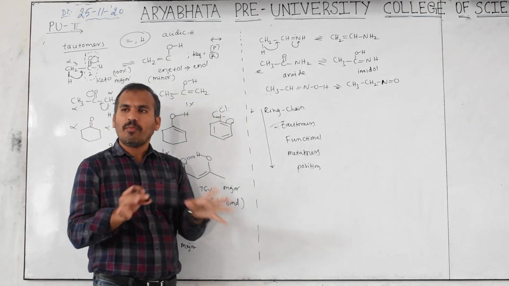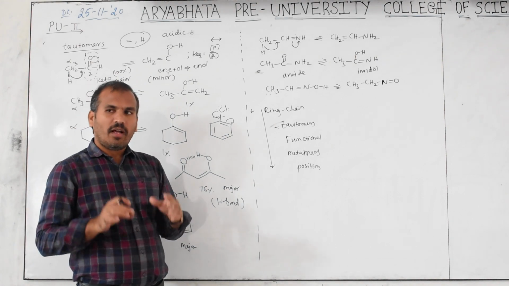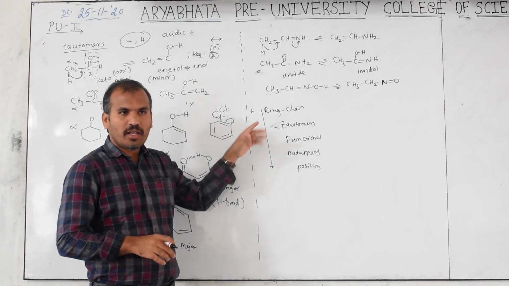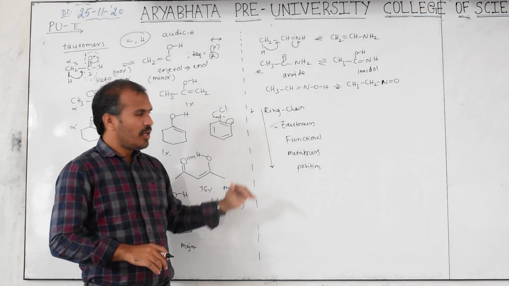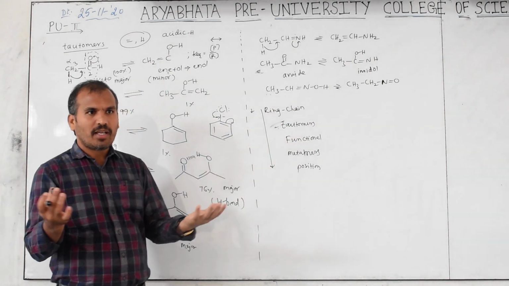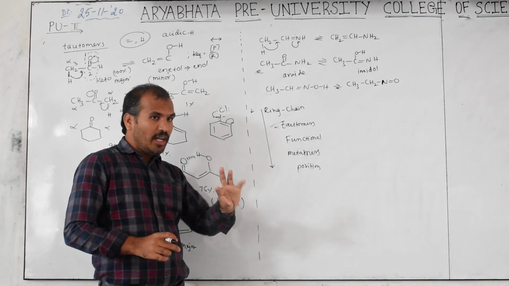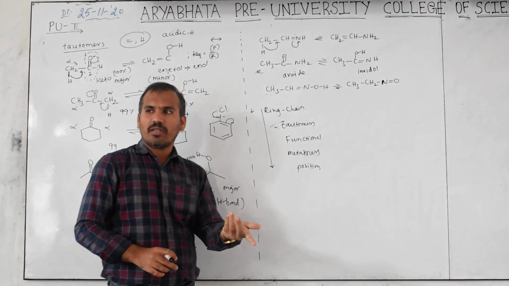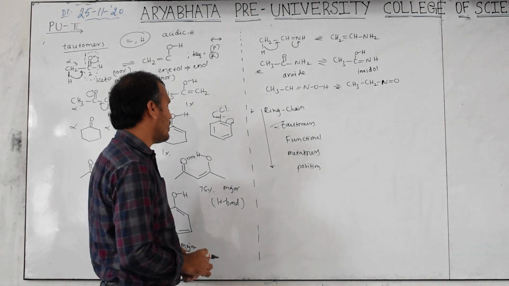If any molecule is given to you, first check whether the molecular formula is the same or not. After that, check ring chain or not. Next tautomer or not. Next functional isomer or not. Next metamer or not. Next position. If you check in this way, you will get the complete idea. If you check randomly, it may give the wrong answer. So follow this way, then you will get the correct answer.